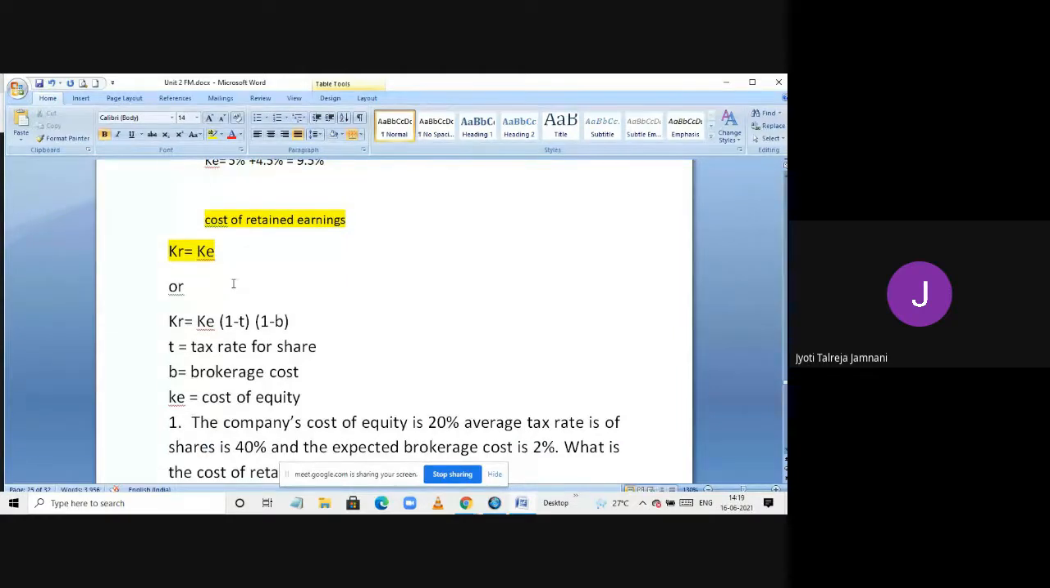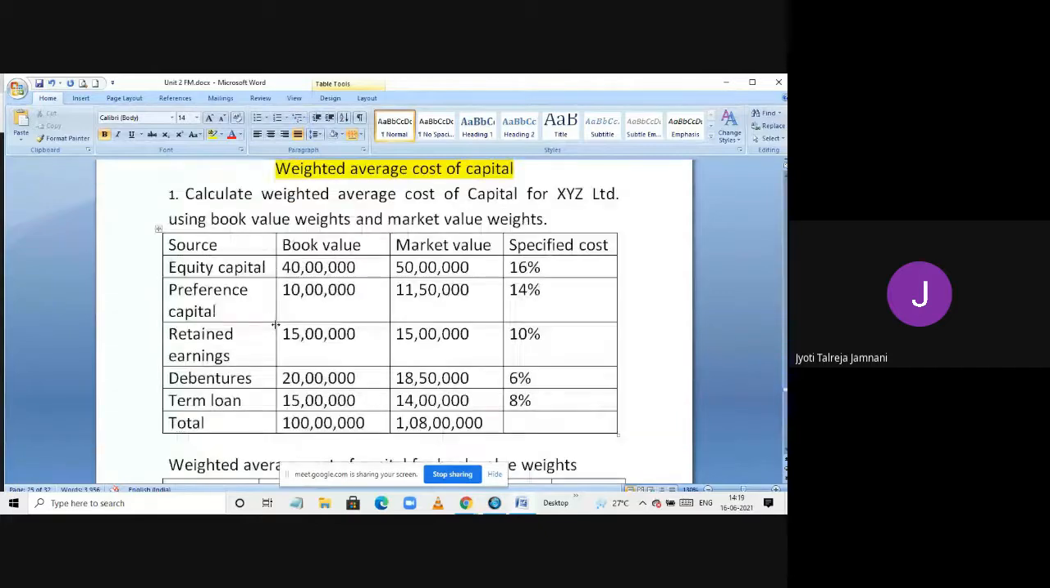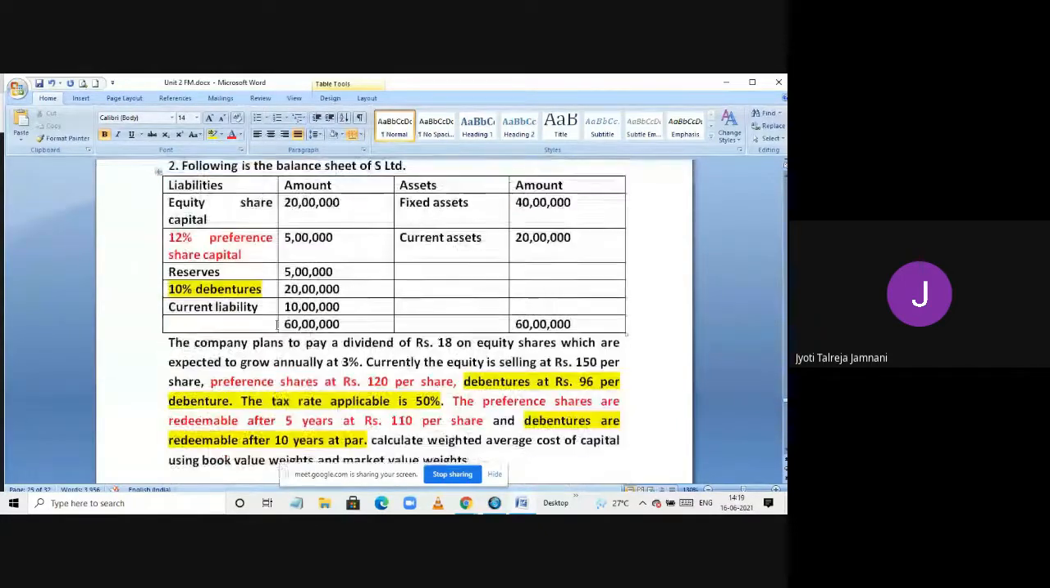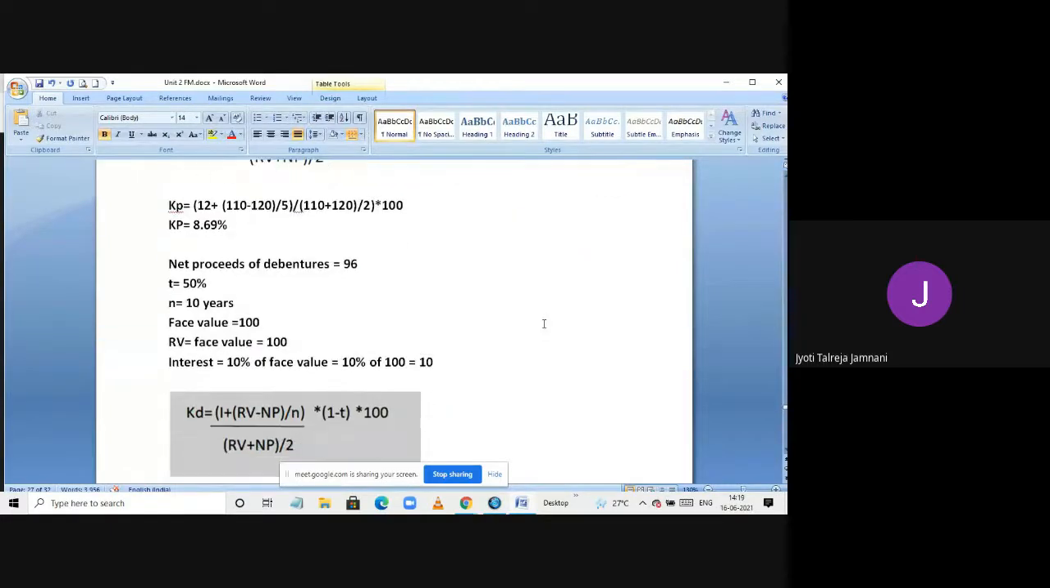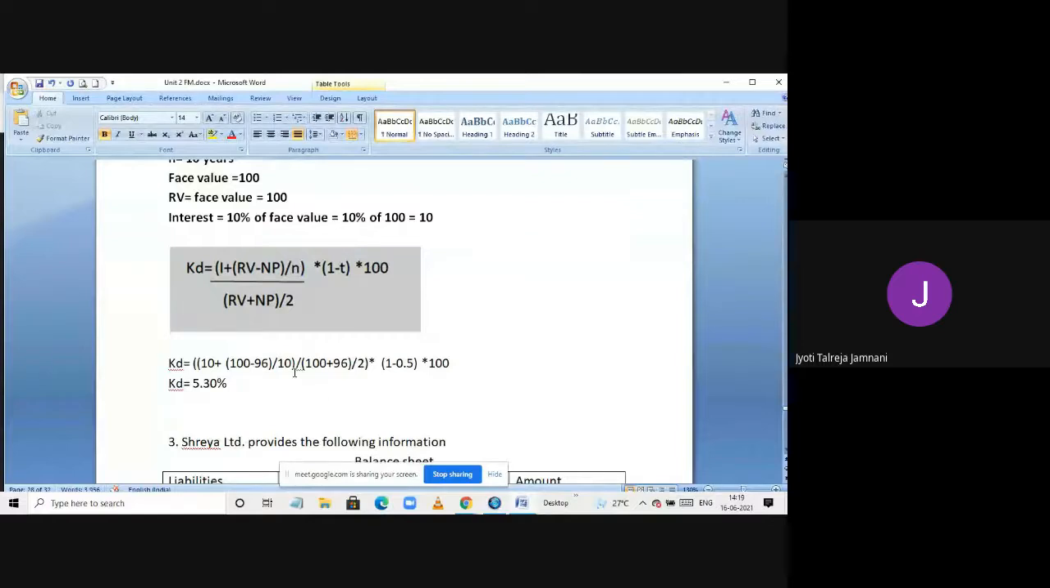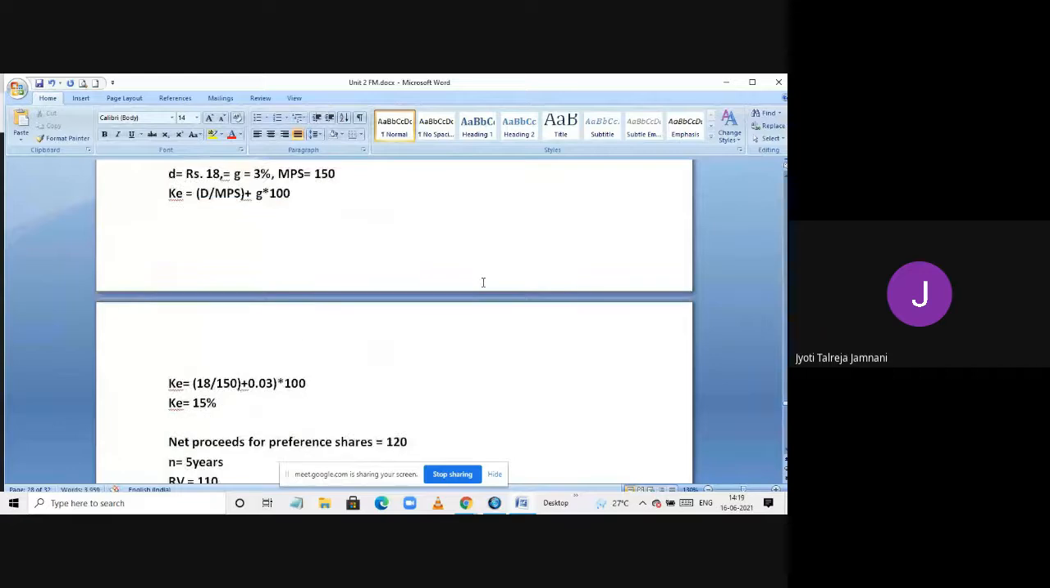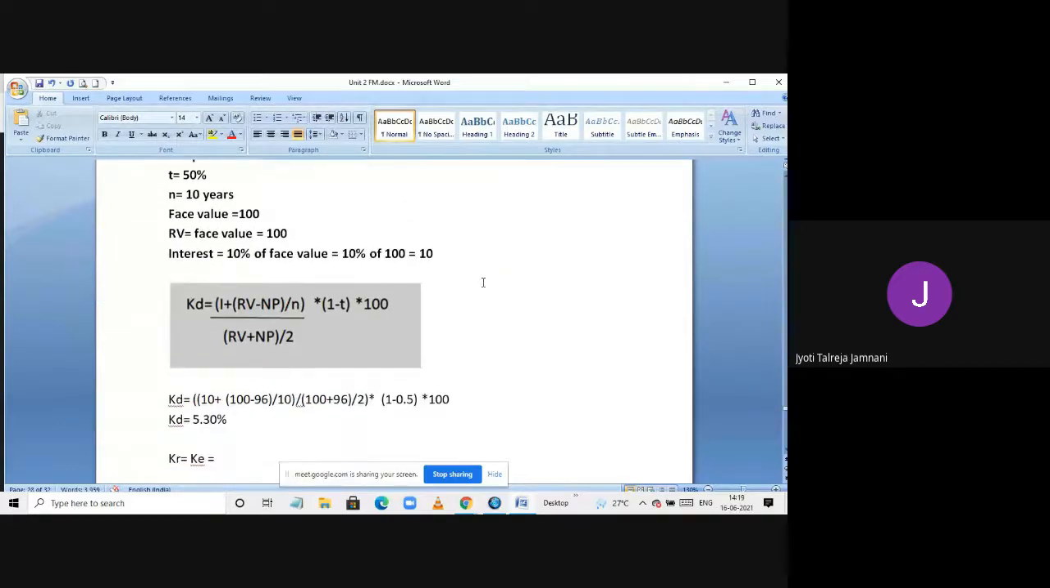So whatever is the cost of equity will be the cost of retained earnings, only if they give dividend tax and brokerage cost can we use the formula and find it. Look at the entire problem. Nowhere have they given anything about dividend tax or brokerage cost. So we cannot find KR separately. Whatever is the cost of equity, that only we will consider as the cost of retained earnings. So KR is equal to KE, and the cost of equity that we had found was 15%. So it will be 15%.